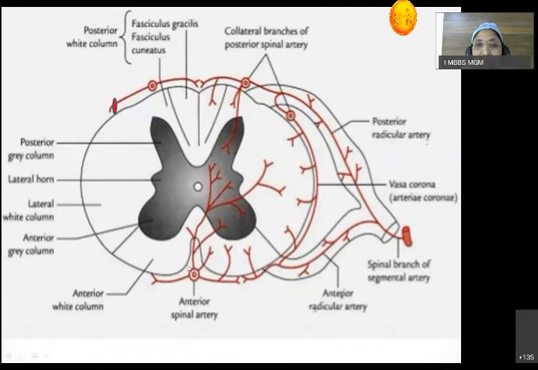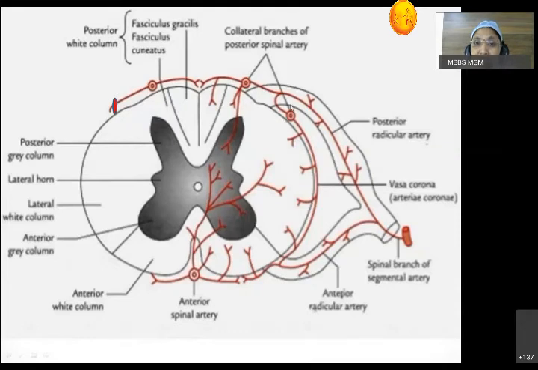As the diameter of these arteries is very small, they are not able to nourish the entire spinal cord. So these arteries are reinforced by the segmental arteries. Segmental arteries lie outside the vertebral column. They are coming from the different areas of the body. So this segmental artery enters the vertebral column through the intervertebral foramen, then divides into anterior and posterior radicular arteries. The anterior radicular artery reinforces the anterior spinal artery. The posterior radicular artery reinforces the posterior spinal artery.